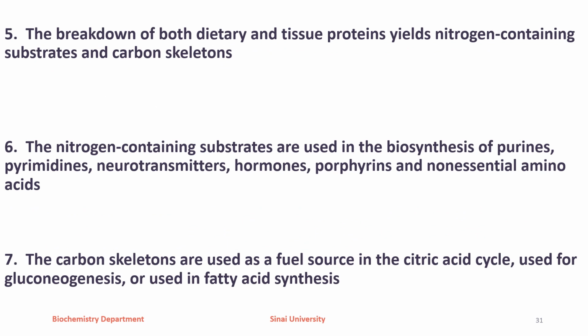5. The breakdown of both dietary and tissue proteins yields nitrogen-containing substrates and carbon skeletons. 6. The nitrogen-containing substrates are used in the biosynthesis of purines, pyrimidines, neurotransmitters, hormones, porphyrins, and non-essential amino acids. 7. The carbon skeletons are used as a fuel source in the citric acid cycle, used for gluconeogenesis or used in fatty acid synthesis.